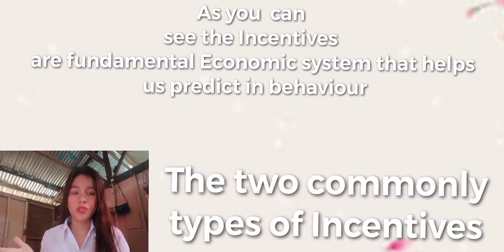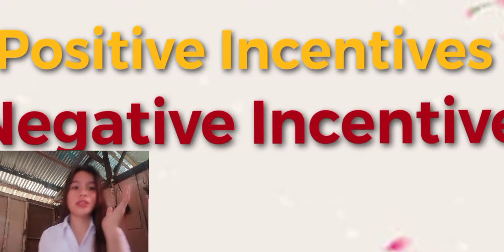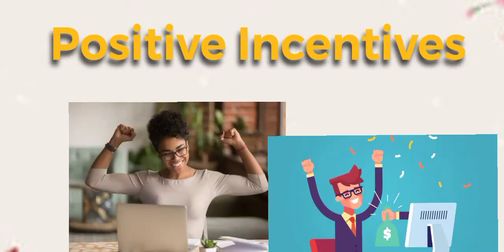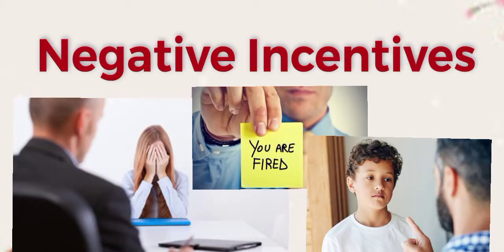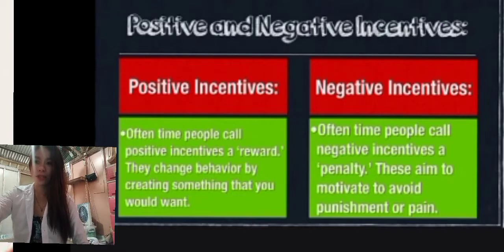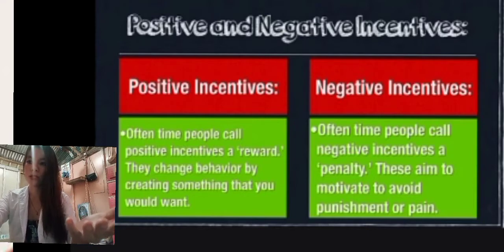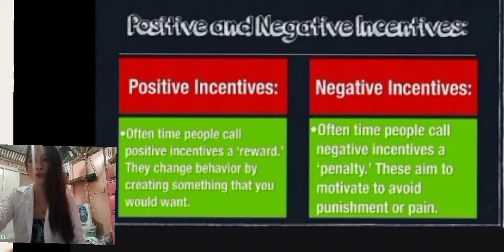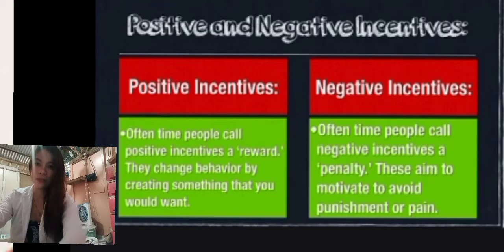There are two types of incentives: positive incentives and negative incentives. Positive incentives are oftentimes called rewards. They change behavior by creating something that you would want. Negative incentives are oftentimes called a penalty. They aim to motivate people to avoid punishment or pain.